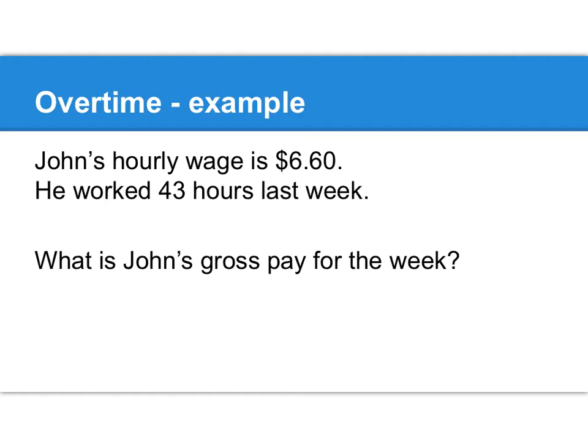I would suggest splitting this into regular hours, which max out at 40, and the overtime hours, which is the number of hours that he's worked over and above the 40 hours. It would be nice to figure out what his overtime wage rate is. Take his regular wage and multiply by 1.5. And we can answer the question of what John's gross pay is for the week.